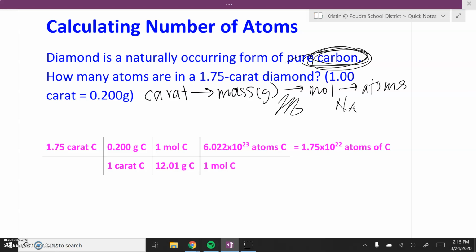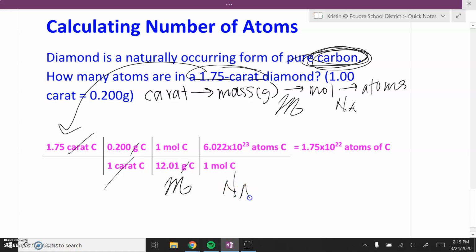So we'll start out with 1.75 carat diamond, and we want the carats to cancel out, so we'll put 1 carat on the bottom and our 0.200 grams of carbon on top. So carats are gone. Now we have 0.200 grams of carbon. We want to get to moles, so we have the molar mass of carbon from the periodic table. So that's our molar mass being used right there. And so the grams cancel out, so 12 goes on the bottom, 1 mole of carbon on the top.